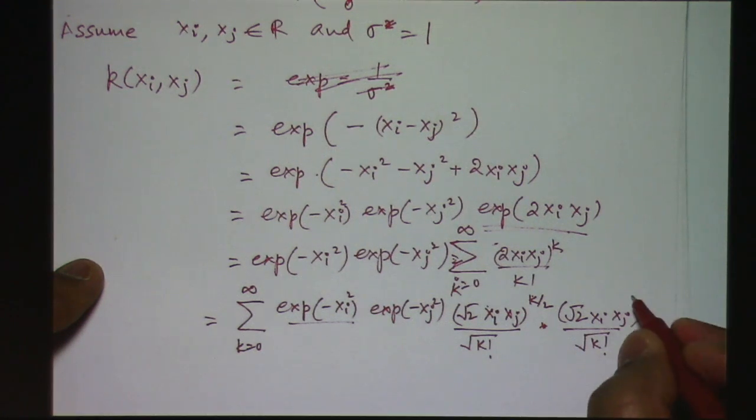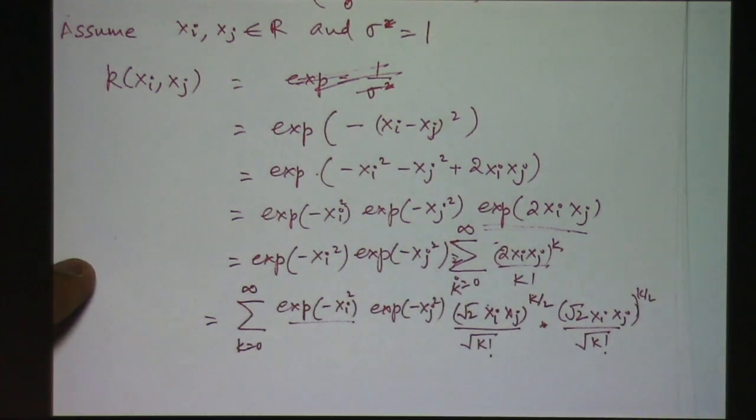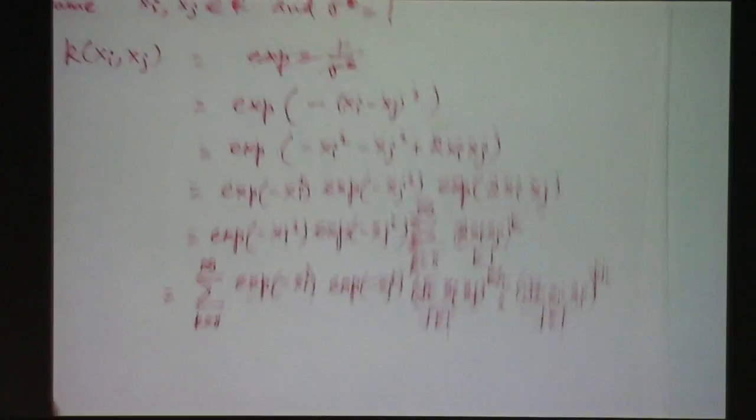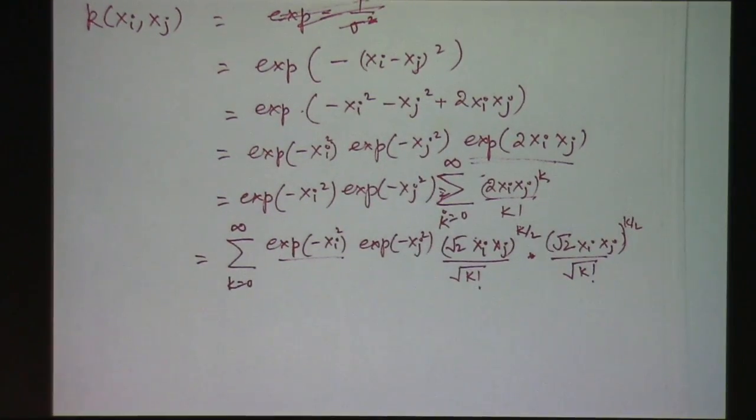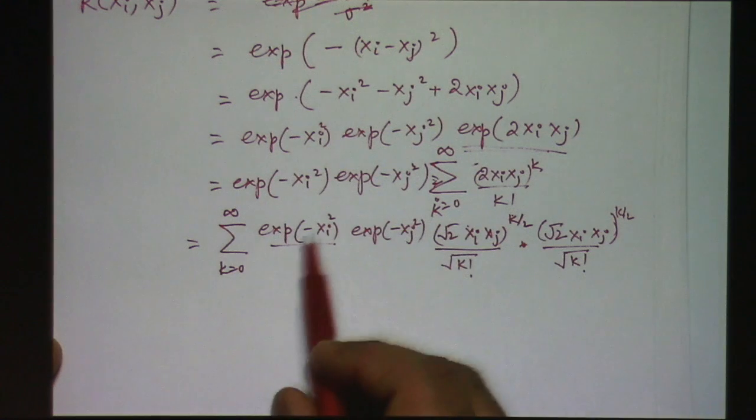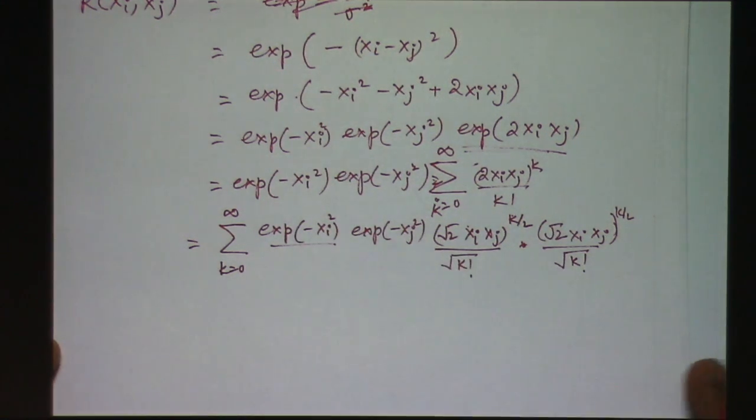K factorial to the power k by 2. All right, so that is sort of easy. And then what we're going to do is multiply this here and that there.